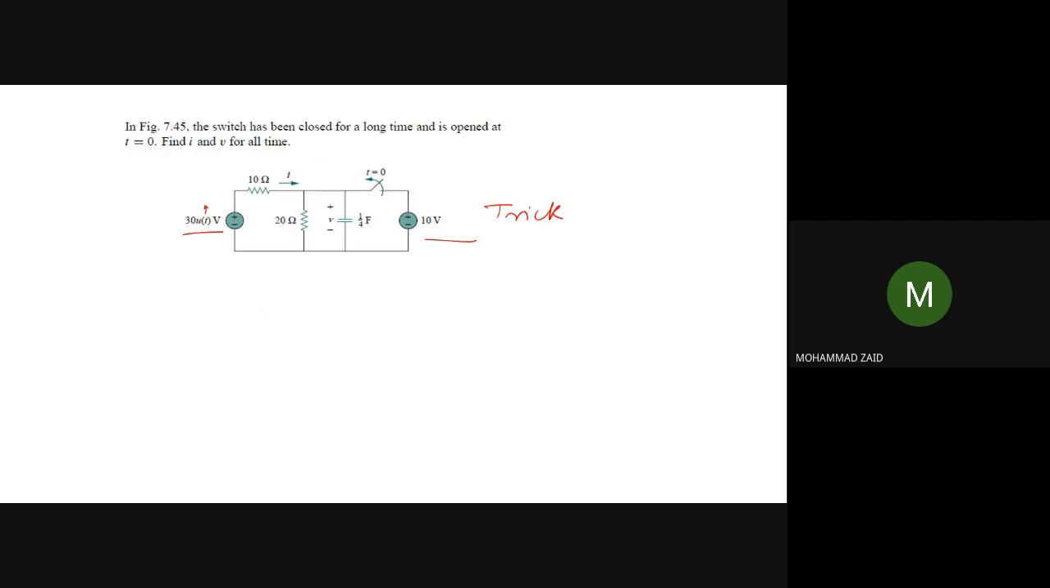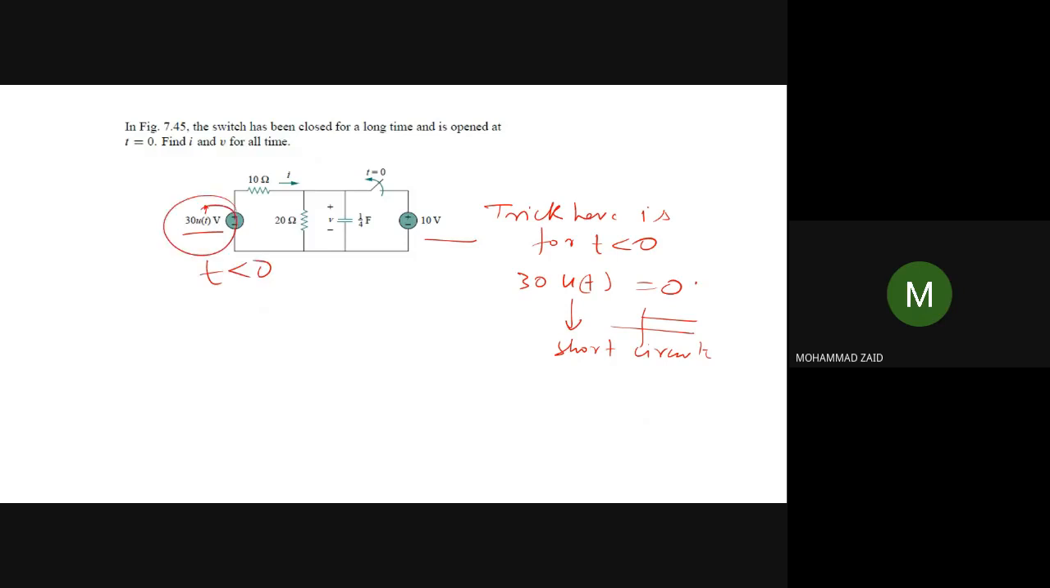No, the trick here is that for t less than 0, 30 ut is 0. That means it has to be replaced by a short circuit. Why? Because ut was defined only for t greater than 0. So this voltage was not there for t less than 0. That means for t less than 0, you can draw a circuit like this. This has to be replaced by a short circuit.